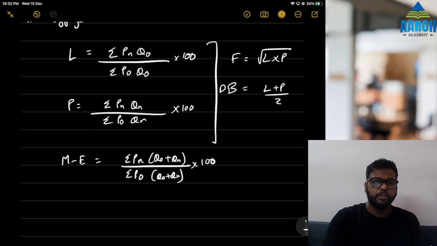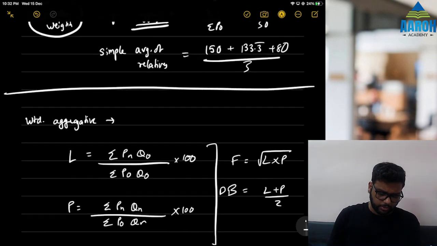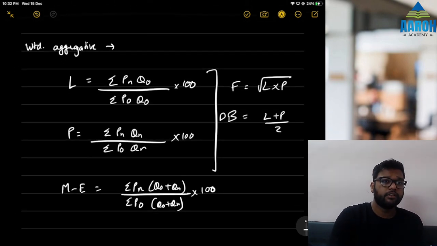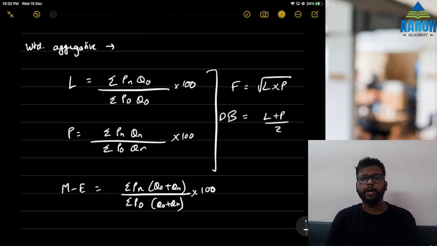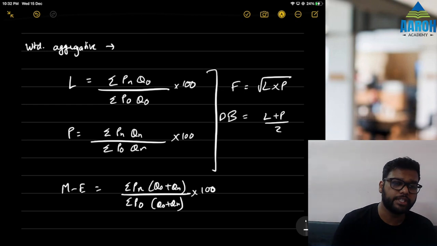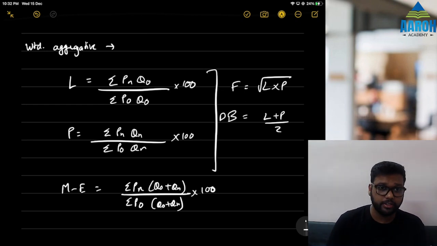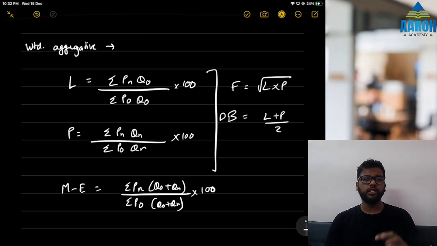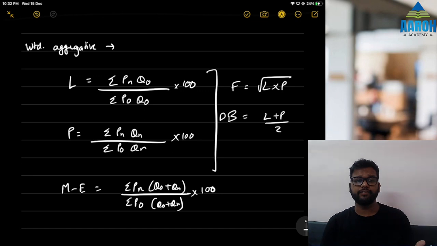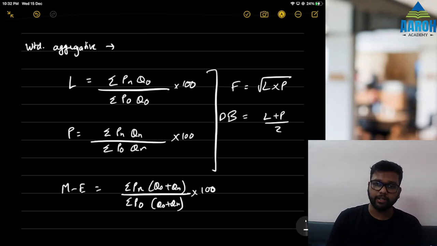Fine. Okay. So these are weighted aggregative methods. There are certain other formulas also given in the additional question bank, but they will be given to you in the question, so they will not expect you to know it. So there are multiple formulas, just some of them they have given in the audio. Weighted average of relative method is nothing different, it is just Laspeyres formula if we take base year as weight.